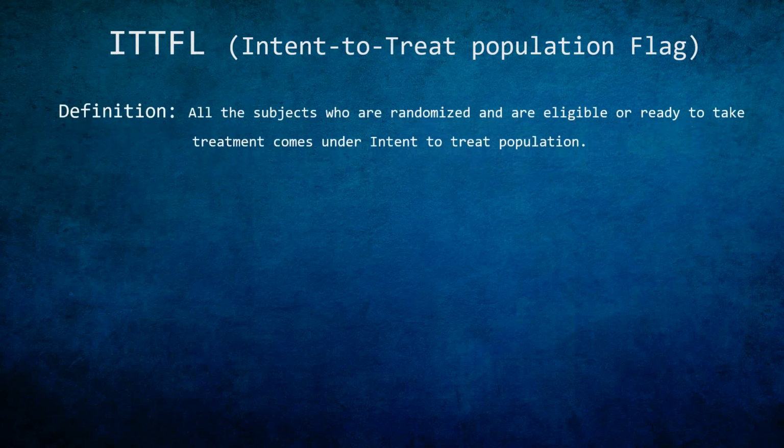All the subjects who are randomized and are eligible or ready to take treatment come under the intent to treat population. In some cases we can say if it's randomized then ITTFL equal to Y, or in some cases we can say if it's randomized and has taken at least one dose of study drug, then ITTFL equal to Y. So it all depends on the study SAP. We need to check the SAP for the definition of ITTFL. The code for this scenario is: if RANDFL equal to Y, then ITTFL equal to Y, else ITTFL equal to N.